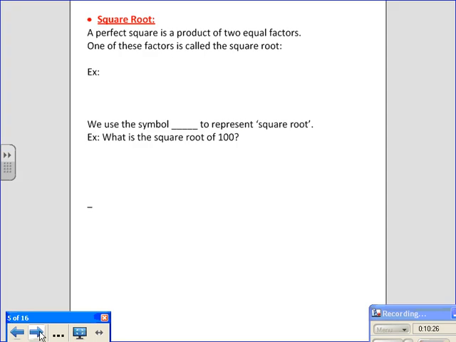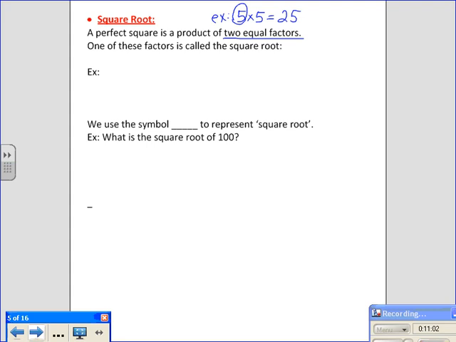Okay, square roots then. A square root is a way to undo squaring. So we know that a perfect square is a product of two equal factors. For example, 5 times 5, two equal factors, gives me 25, which is a perfect square. One of these factors is called the square root. So 5, and the factors are going to be the same. So just one of those factors is equal to the square root of 25.